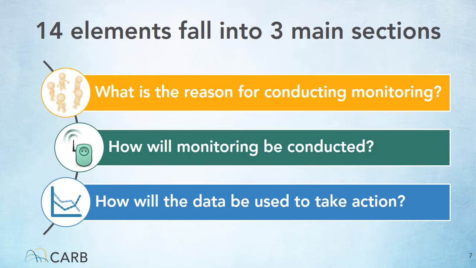The 14 elements are broken down into 3 key sections. Monitoring plans should define the reasons, or the why, for conducting community air monitoring, establish how air monitoring will be conducted, and specifically under AB 617, determine how the data will be evaluated and applied to ensure the results meet the needs of the community and support actions to improve air quality.